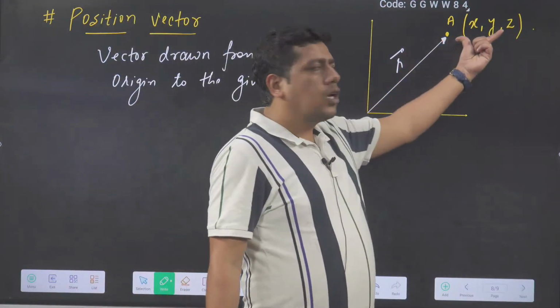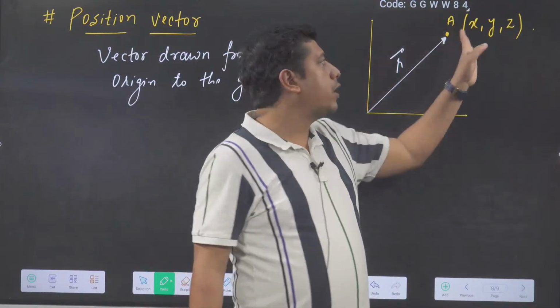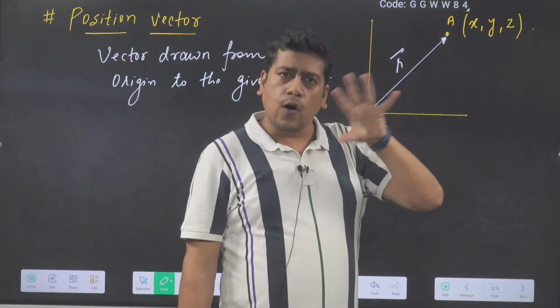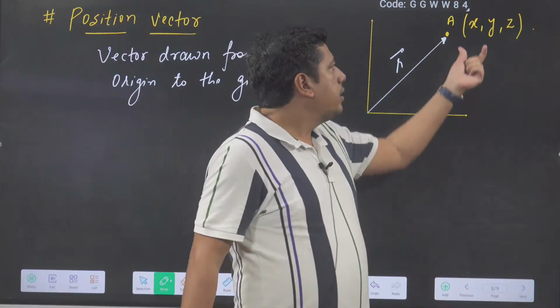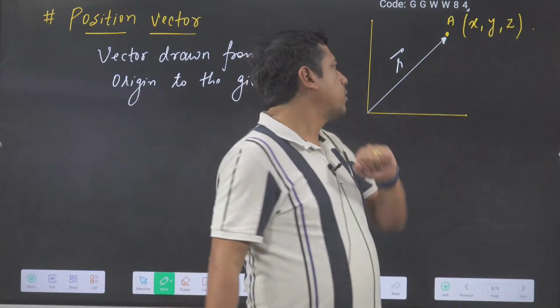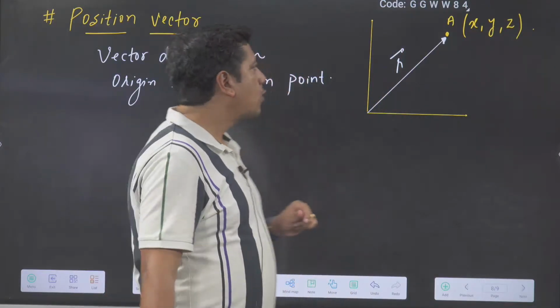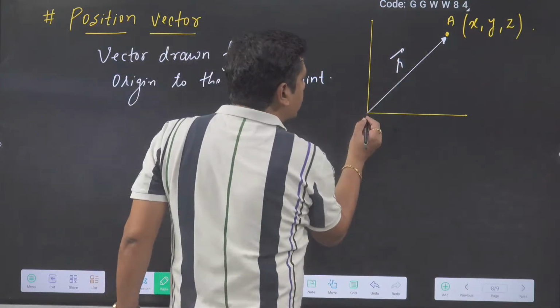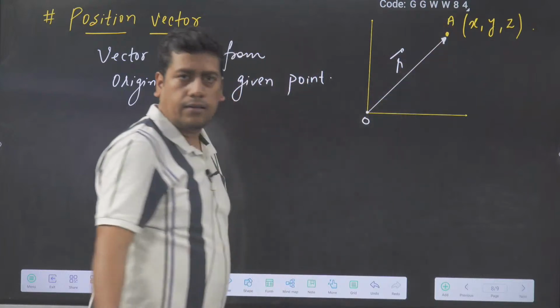See, if you tell the coordinates, then also we know where the object is situated, like 1, 2, 3. So if coordinates are known, we know the location of the object. But the same thing can be written in vector form also. Coordinates can be changed into vector form. So position vector is nothing but the line joining origin and A.